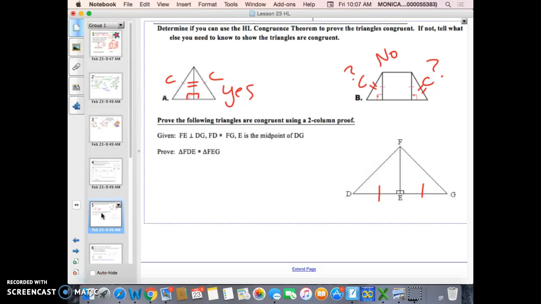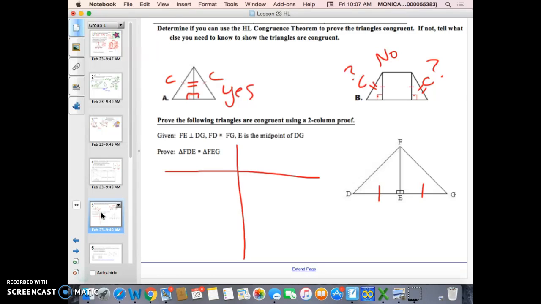Okay, so the first thing I'm going to do is read my given. Oh, it says a two-column proof. Sorry. Redo this. Two-column proof. Statements. Reasons. Okay. So one, I can say that FE is perpendicular to DG, and I'm going to say that is given.